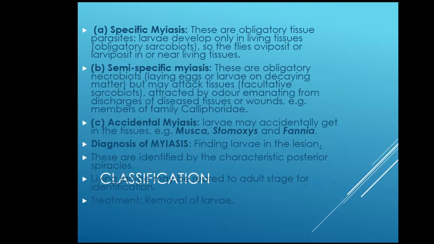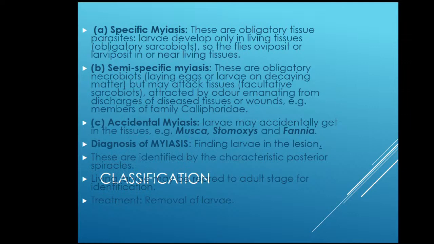Semi-specific myiasis is caused by larvae of obligatory necrobiotes. Mostly these flies lay eggs into decaying material. But sometimes they attack humans because they are attracted by the odor emanating from discharges or decaying tissue. Very often these flies lay eggs into human wounds which have a large amount of pus. These larvae feed mostly on dead tissue. Semi-specific myiasis can be caused by flies from the family Calliphoridae.